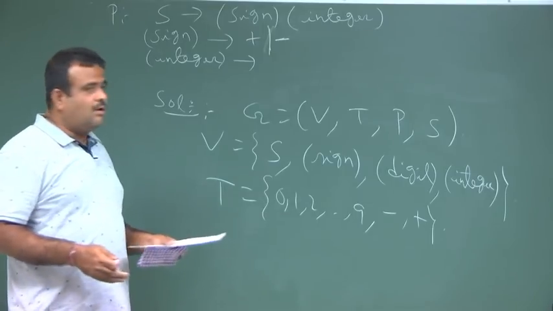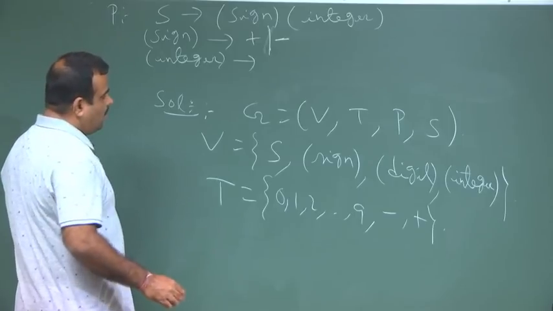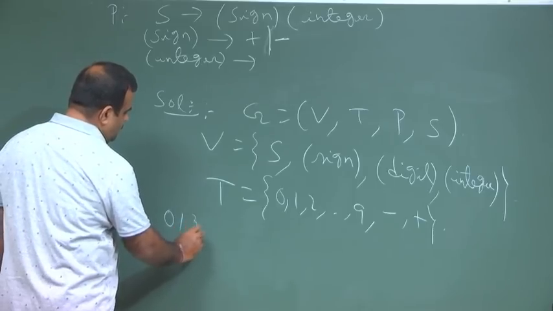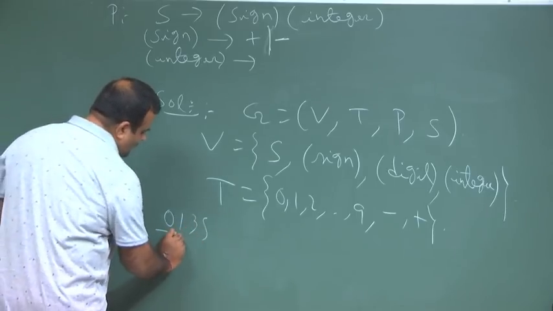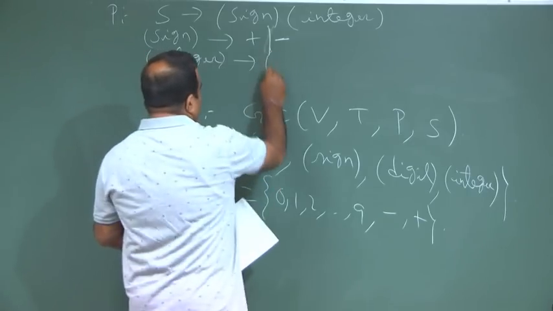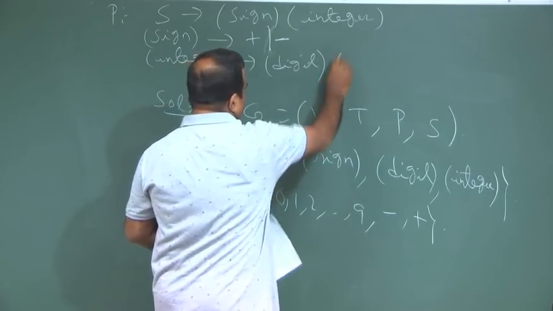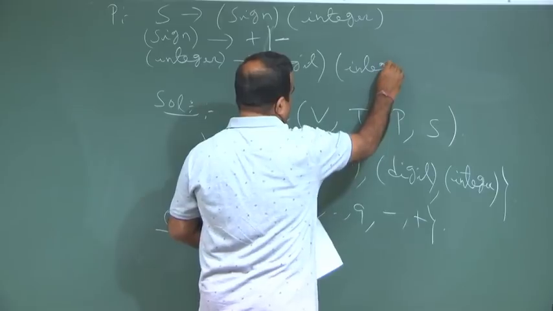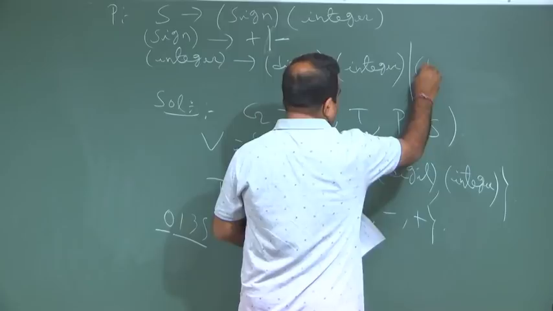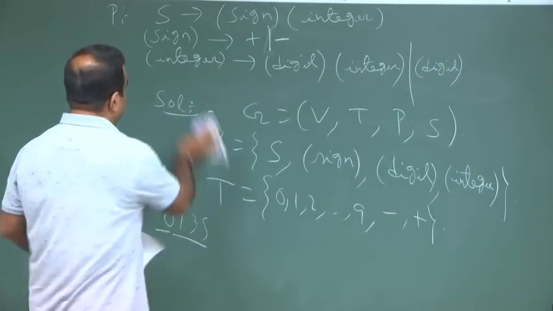It can be a single digit, then it will go to a digit, or it can have more digits, say 0, 1, 3, 5. So, this is a digit, then we must have an integer to get these digits. So, this is digit followed by integer, or just an integer, just a digit. Okay.